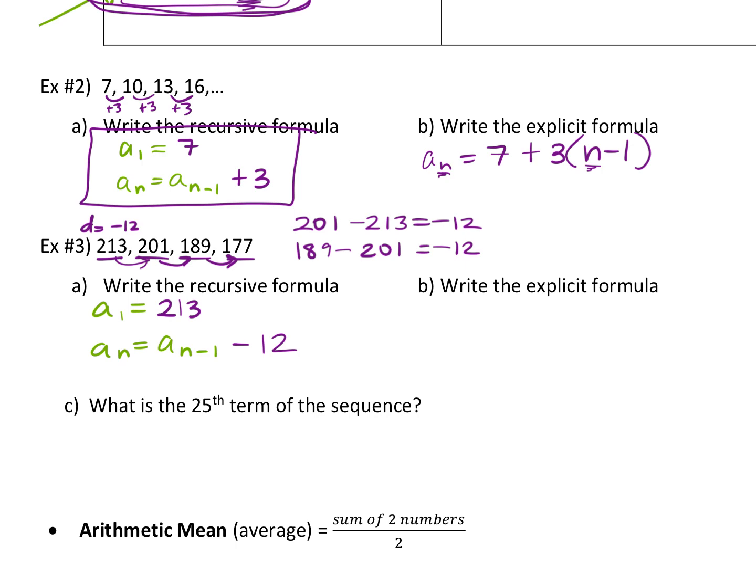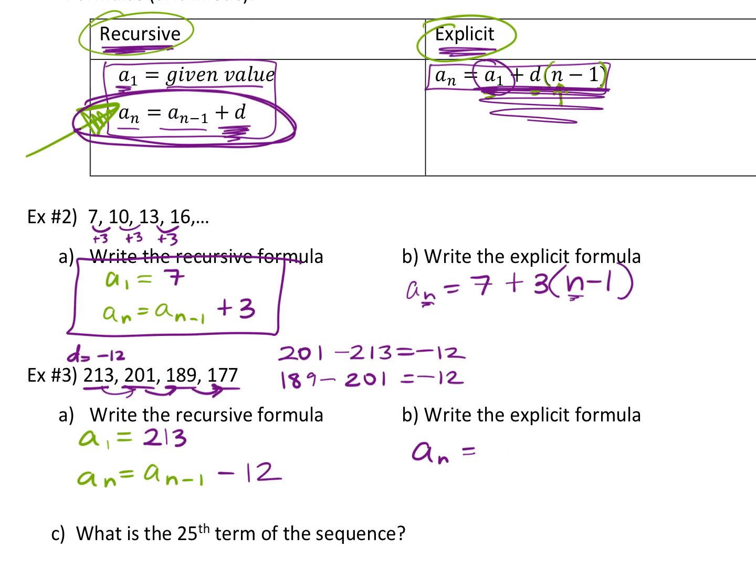Okay? The explicit formula is a sub n equals our first term, which was what? 213, plus the common difference, which was? A negative 12. So really, the plus can just be a negative 12 times n minus 1. Okay?